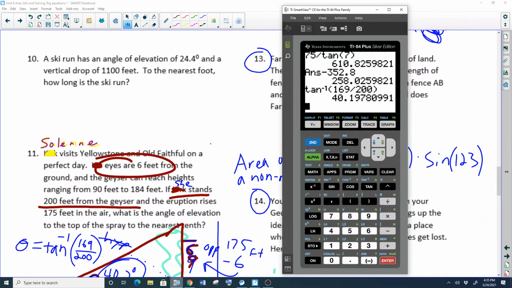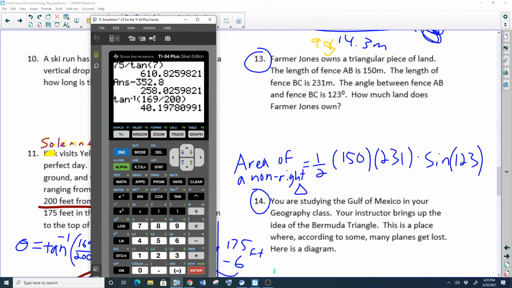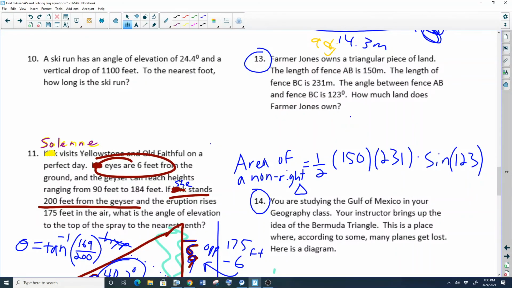You can use 1/2, or you could even use 0.5 if you really wanted to. So you could do 1/2 or 0.5 times 150 times 231 meters, and then times sine of the angle, notice I used lots of parentheses there. There we go. And so we get a big answer: 14,529, which to the nearest tenth is 14,530. That's going to be meters. That's a lot of land.